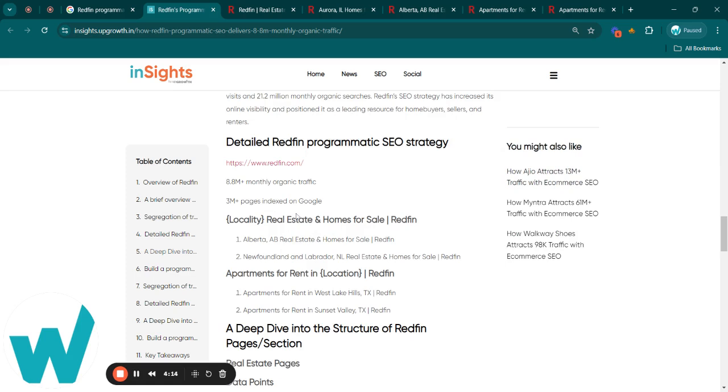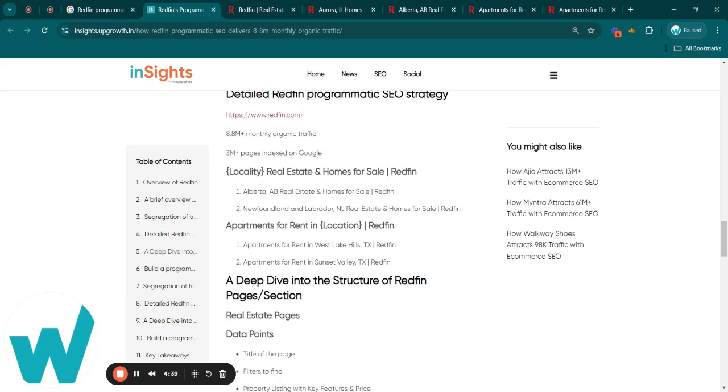Next, coming to a little more detail on their pSEO strategy. Their programmatic SEO strategy is highly detailed, leveraging over 3 million indexed pages to attract more than 8.8 million monthly organic visitors. This approach involves creating localized real estate pages for buying and rental opportunities in various regions like Alberta and Newfoundland, as well as specific cities for rental listings such as Westlake Hills and Sunset Valley in Texas. So each page here is optimized for relevant search queries, enhancing visibility and user engagement.